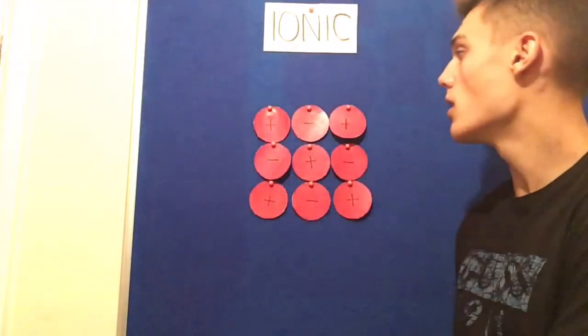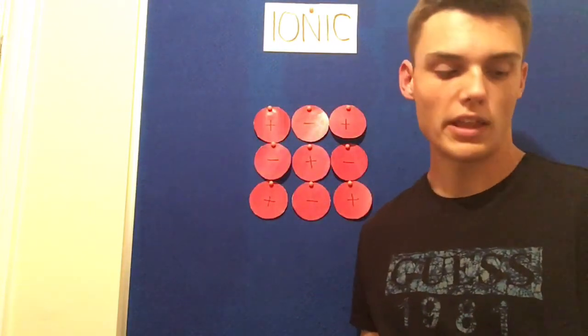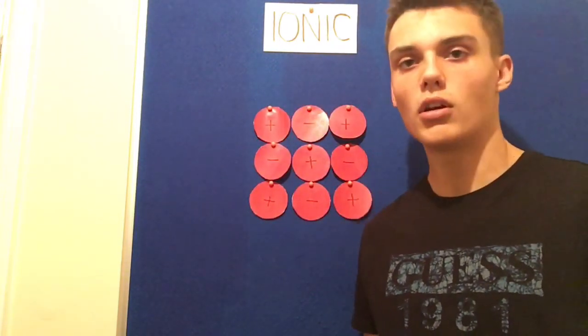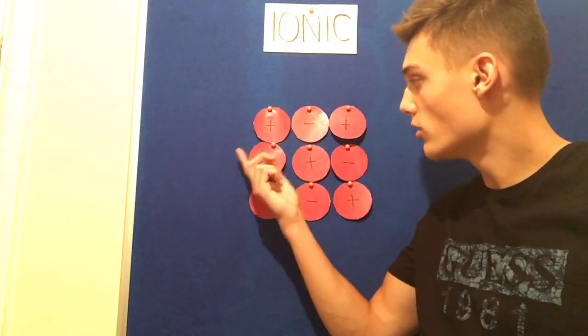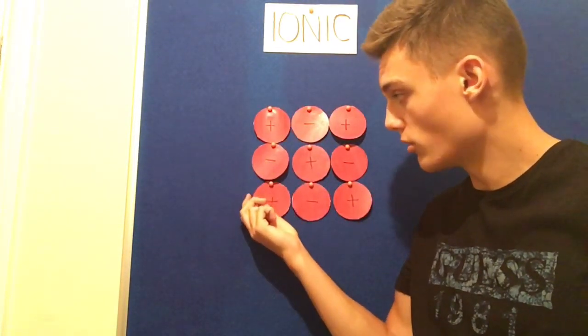So we're talking about conductivity now, and I want to say that ionic compounds cannot conduct electricity when they're in solid form, which they're mostly found at room temperature. However, when they're dissolved in water, they can conduct electricity. This is because the solid ions are in a fixed position, so therefore the electrons are not able to move.